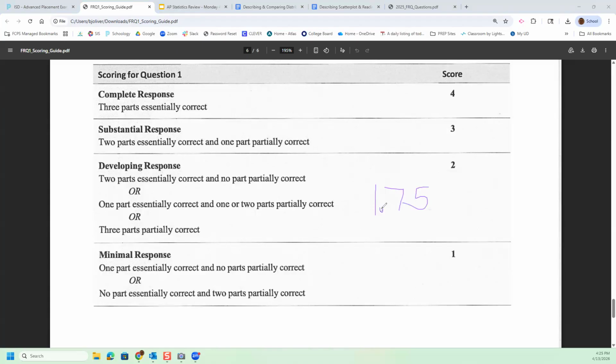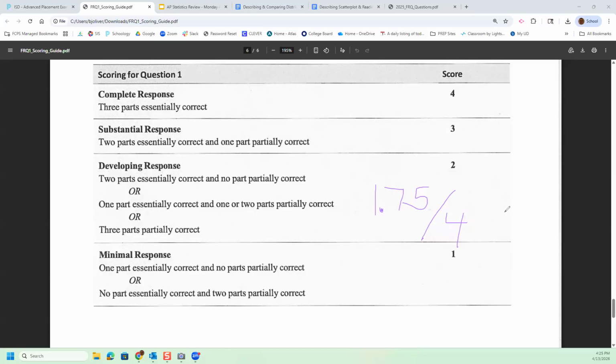The average score on this question was 1.75 out of 4. And that's more likely the case for just about every question. There is very rarely, if ever, a question where the average score is 2 out of 4 or higher. Very rarely. I think it's been maybe once or twice in the last 4 or 5 years. So most of the time, the mean score is 1.75.